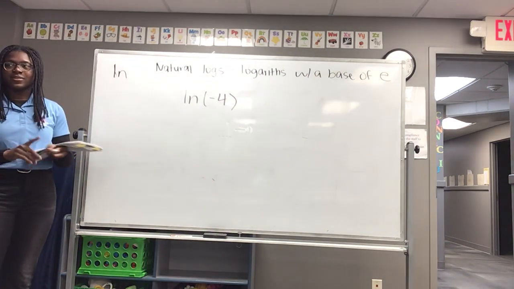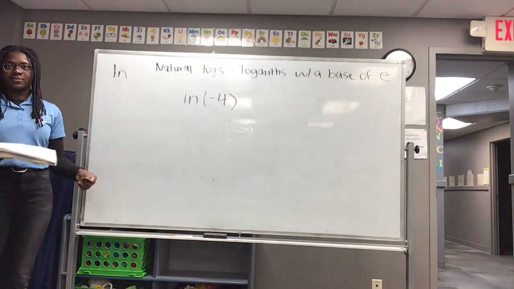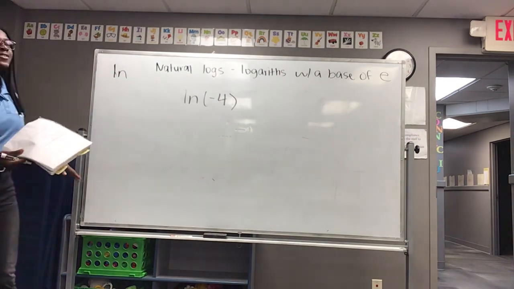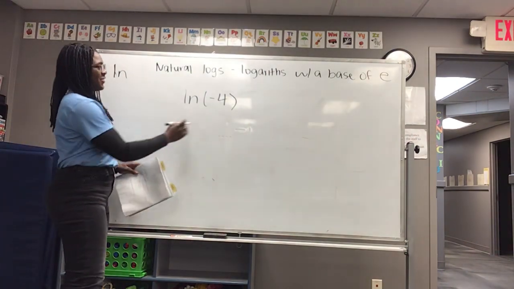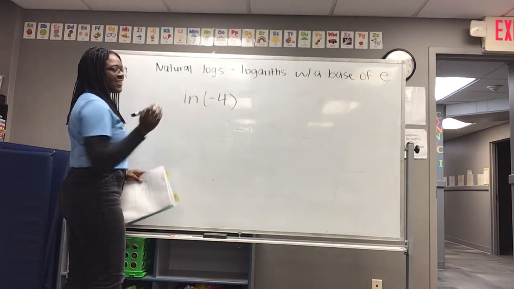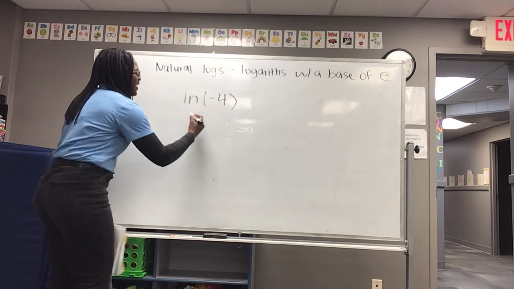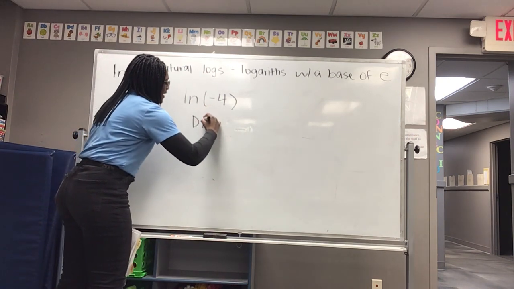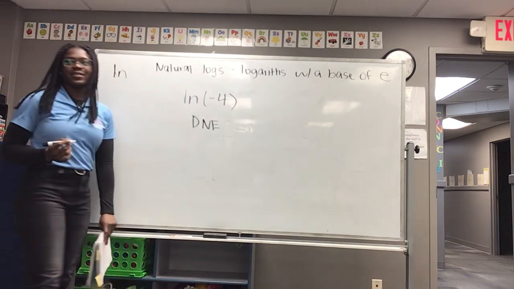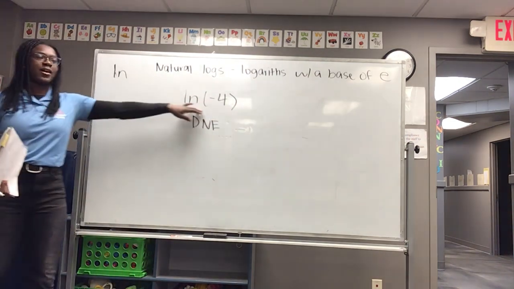Does anyone have an answer? Okay, well your calculator should say error because you can't have a negative log, so that's kind of a trick one. But technically this one is DNE, so it does not exist. You can't have a negative log or natural log.